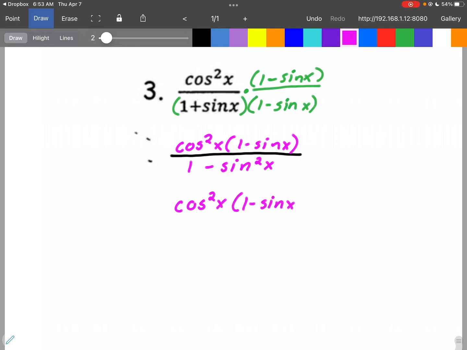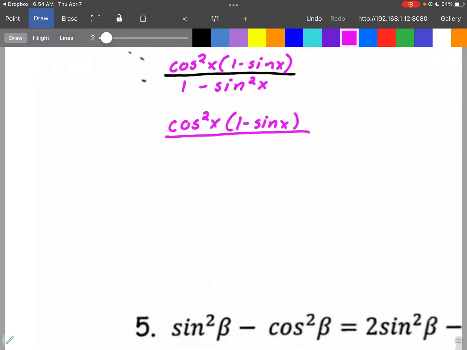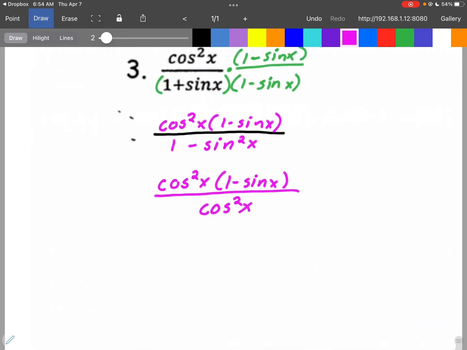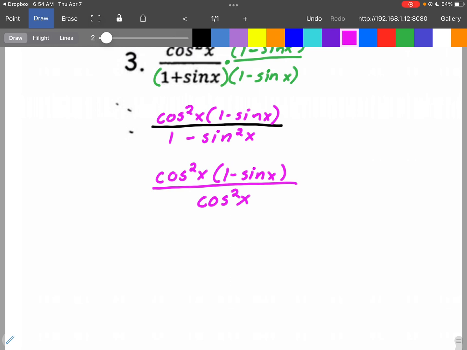And then I take my denominator, which we said would end up being a Pythagorean identity. Look at your identity sheet and you will see that 1 minus sine squared x is the same thing as cosine squared x. All right, so then we can see, hey, I have a cosine squared x on both top and bottom. Therefore, those can cancel, which leaves me with just 1 minus sine x, and I'm not going to be able to get much simpler than that. So we are done.